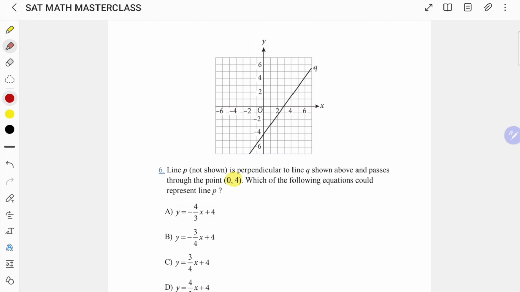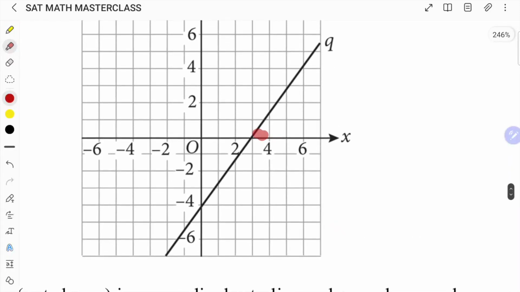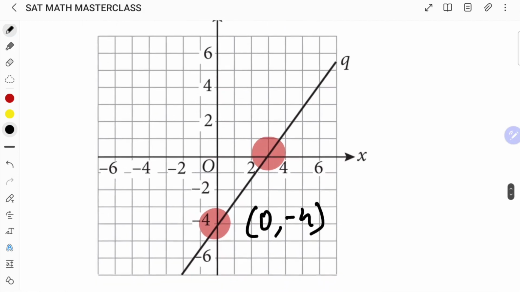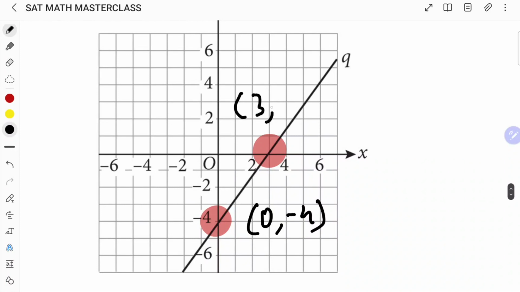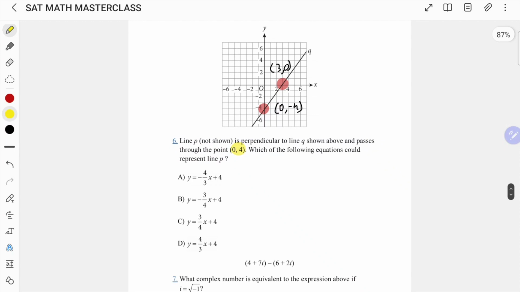Okay, now let's look at the graph. In the graph we can see that it passes through here and it passes through here. So it will be (0, -4), and we have here (3, 0). From this yellow highlighted part we can get that the constant, that is C, equals -4.